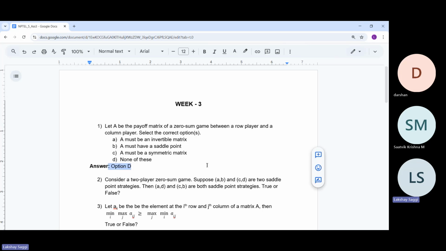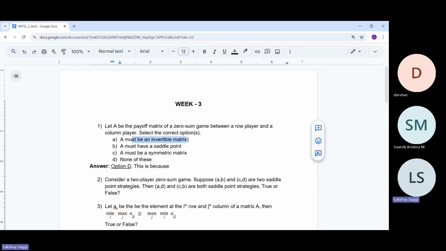And why is this the case? This is because the matrix A can be any arbitrary matrix. Any arbitrary matrix can be the payoff matrix, because you take any matrix and you can say that it is a payoff matrix for a zero sum game, because the matrix A will denote the rewards for the row player and minus of this will contain the rewards for the column player. So A does not have any special property. A can be any arbitrary matrix. So it need not be that it is always invertible. A can be a non-invertible matrix.